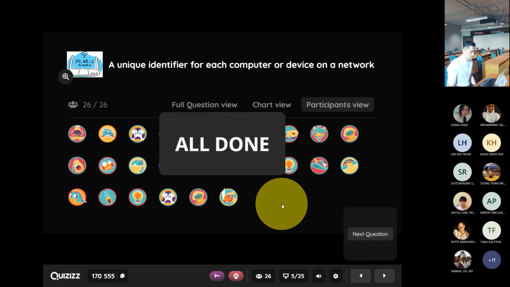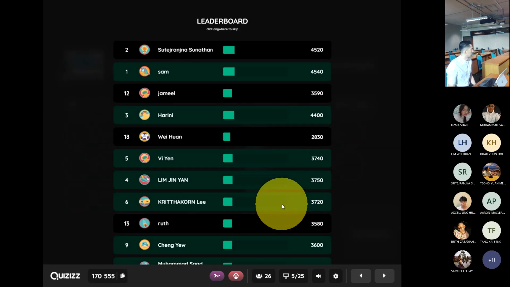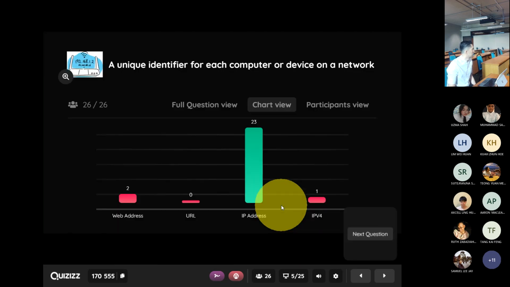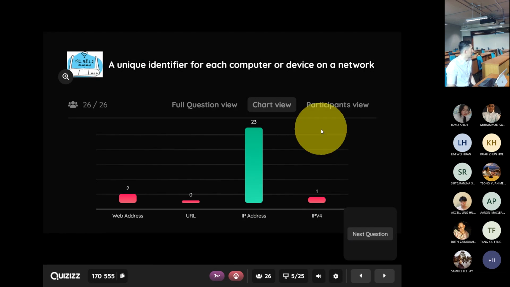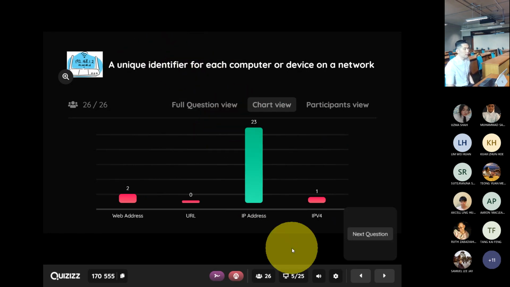Okay, good. Everyone is done before the timer is up. Okay, so good to see that most of you are aware, right? So if it's a unique identifier, it's basically an IP address. You've probably seen some of it before, that it has a combination of different numbers with dots in between them, right? So it can be something like 192.1.0.268 and things like that. Yeah, so that is a unique identifier.